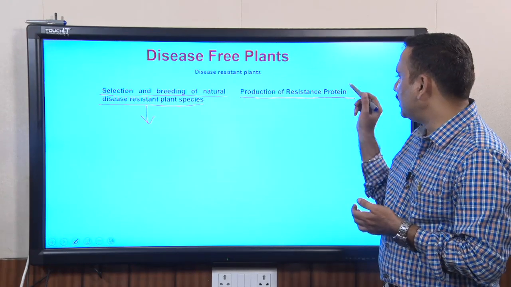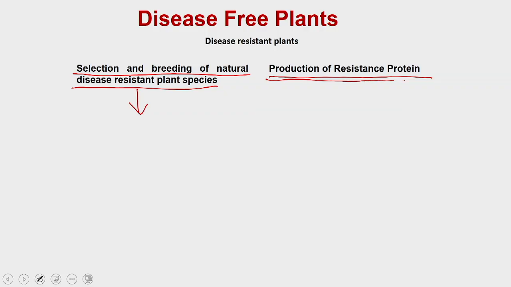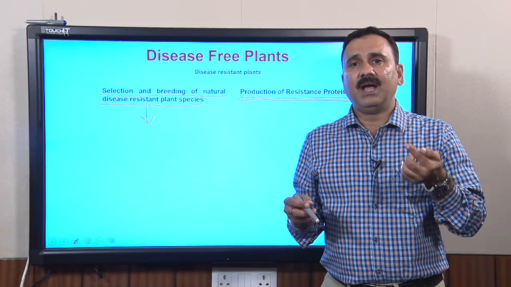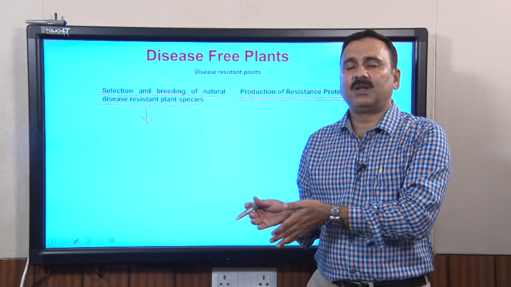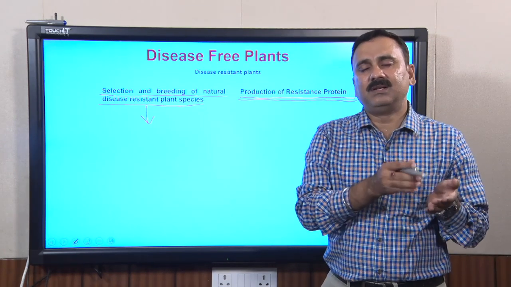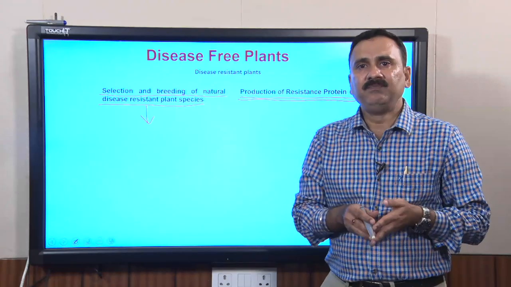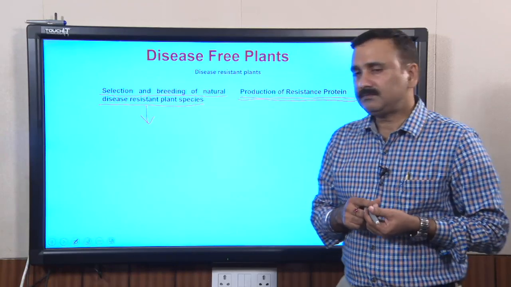Similarly, in the approach where you are using the production of resistance protein, this is a time consuming process. First of all, you have to know which genes are important for providing the resistance, and then you have to take out these genes from the corresponding plants, overexpress them in different plants and generate the transgenic plants, and that is a very, very challenging task.